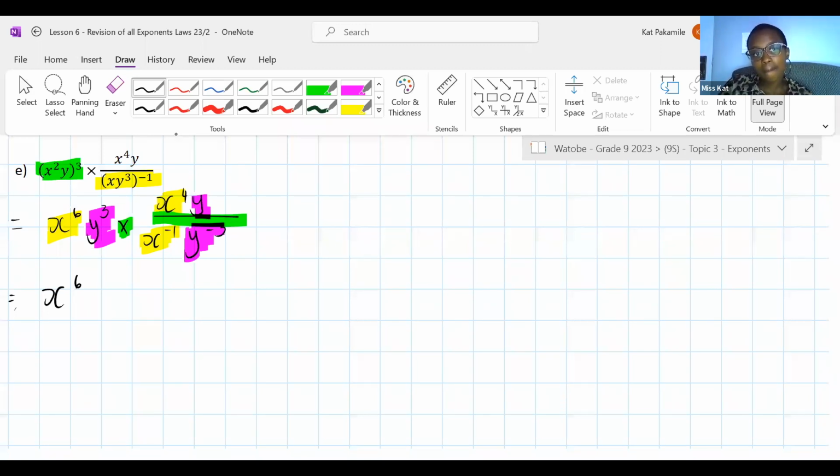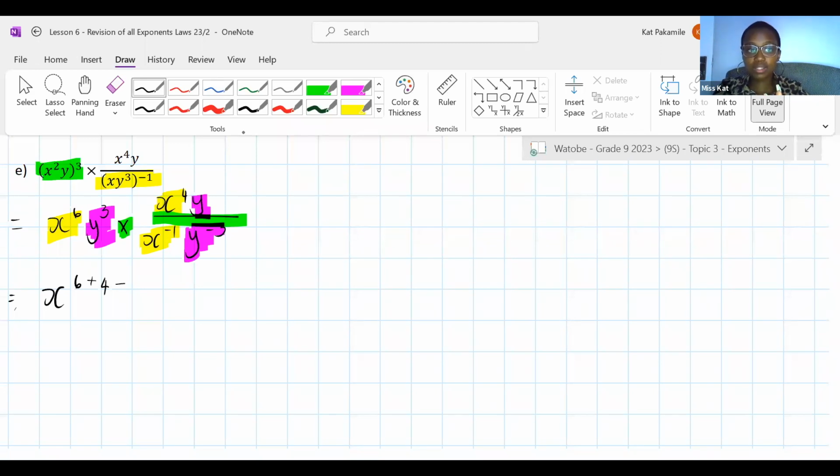We add the exponents. So it's gonna be 6 plus 4, and then hold on, plus -1. Plus a negative is minus. And then remember we're dividing, so we're going to minus the exponent 3.